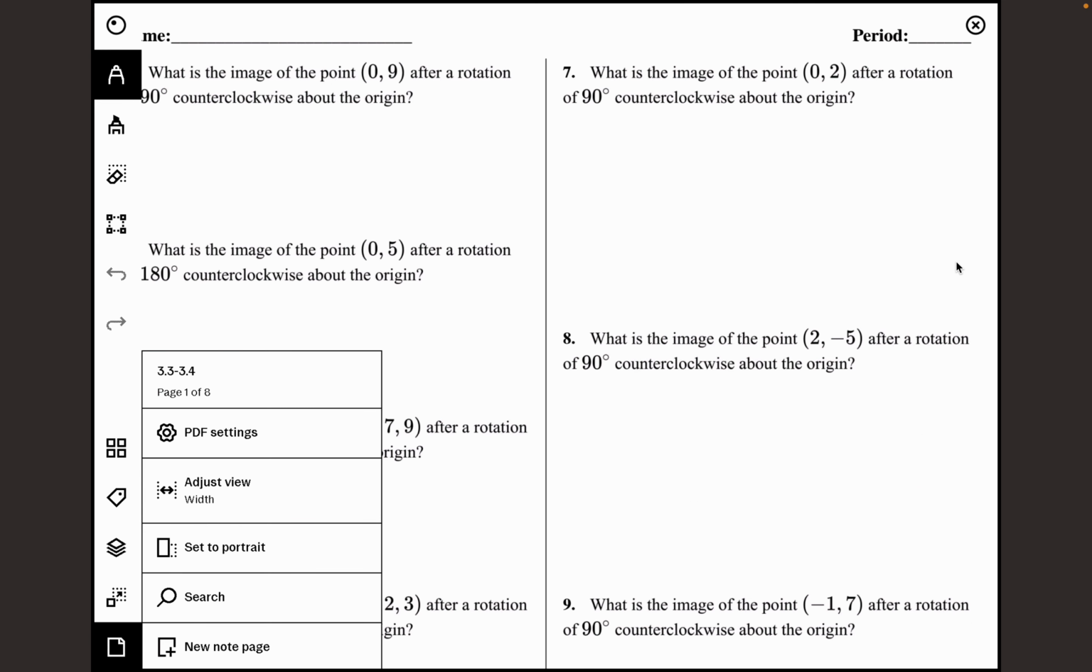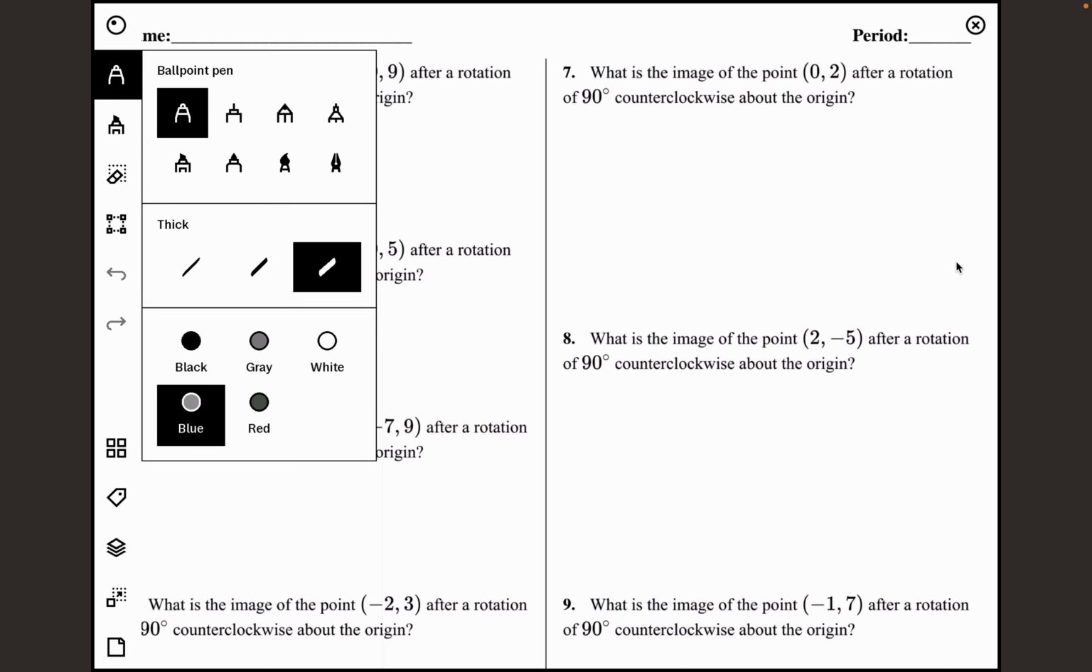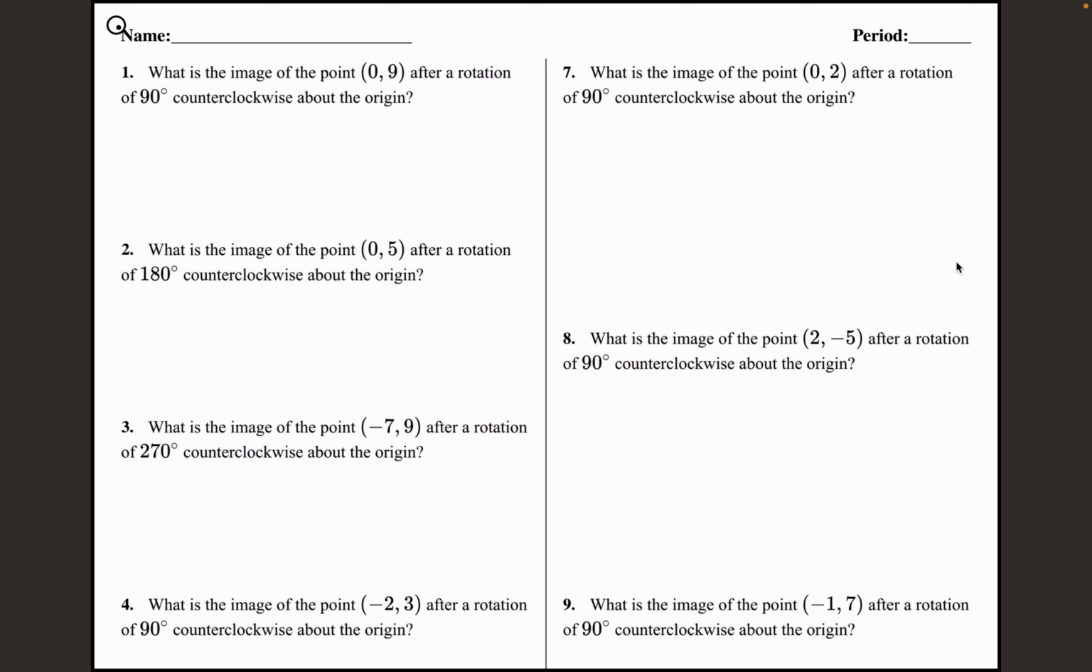All right, let's look at some examples. Let's look at this one. What is the image of the point 0, 9 after a rotation 90 degrees counterclockwise? When we have 90 degrees counterclockwise, what happens to our x, y? Negative y, x. Perfect. So then what are our coordinates going to become? There we go. That's 90 degrees counterclockwise.